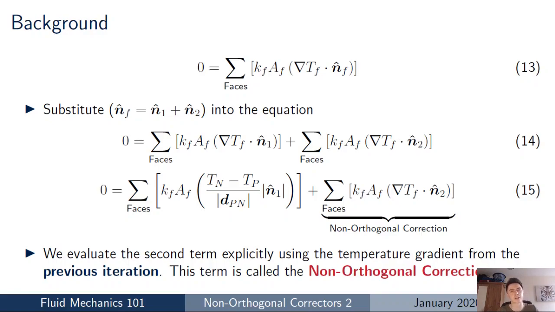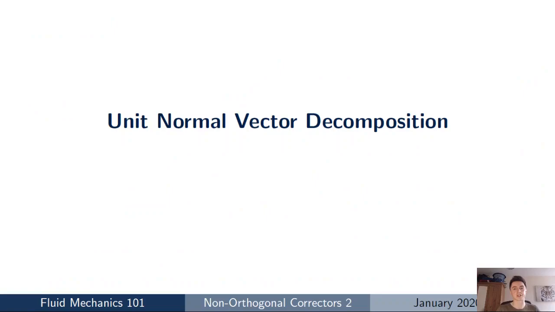We treat the first summation implicitly, or we write it in terms of Tn and Tp, and then the second term we evaluate directly using the values from the previous iteration, and then add that on as a source term on the right hand side of our equations. And this is fairly common practice, and I did go through it in my previous talk on non-orthogonal correctors, so you should be used to this by now. And that just about wraps up the background for this talk.